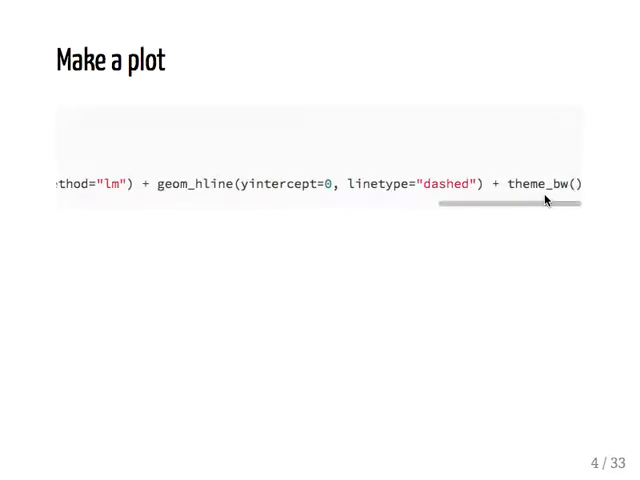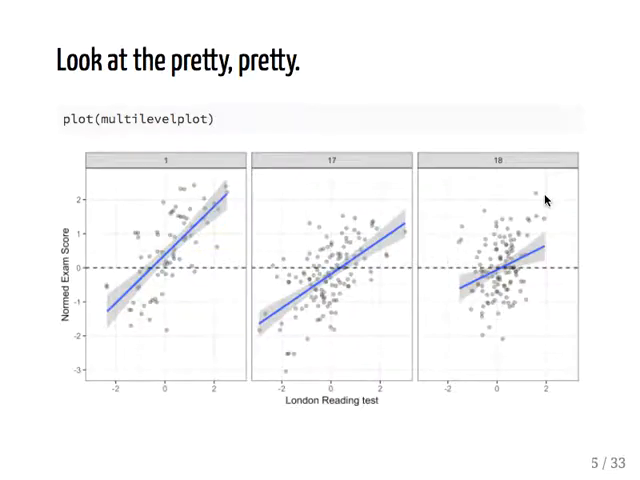And then I pick a theme, and by now you should know that you can pick different themes. For your assignment, you have theme Tufte, and there's all sorts of themes already present, and it will make it look slightly nicer. So look at the pretty. This is what we have here for 3 schools. It's done the labels, the London Reading Test, the normed exam score on the y-axis, and it's put a regression line with some smoothing, and those bands are the 95% confidence intervals.